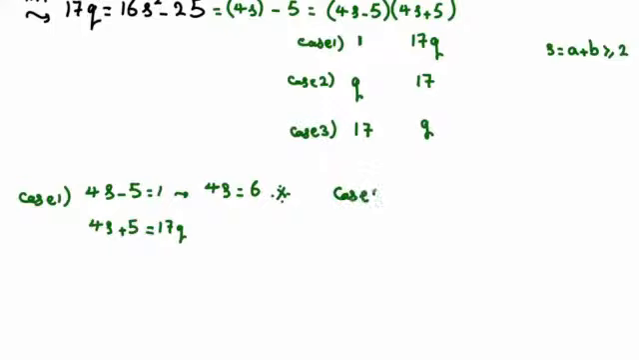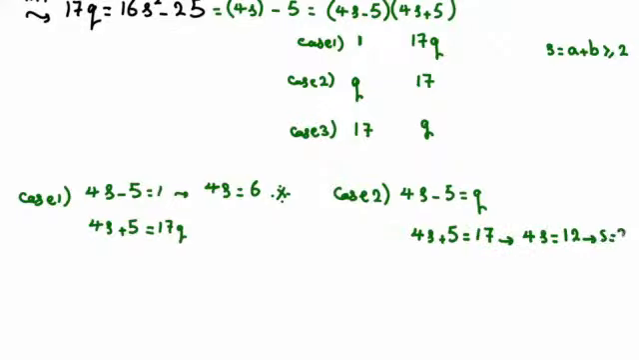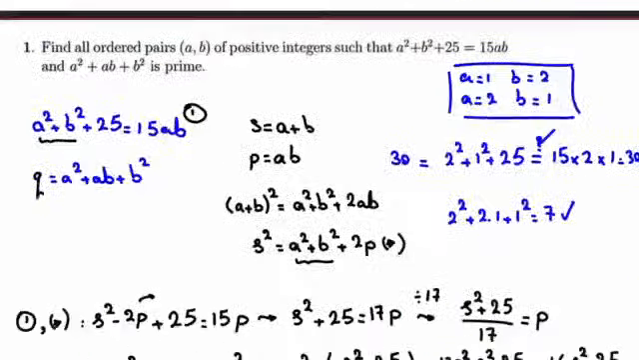If you consider case number 2, 4s minus 5 is q, and 4s plus 5 is 17. If we subtract 5 from both sides, 4s equals 12, so s equals 3. And if we check 4s minus 5, it's 4 times 3, 12, minus 5, 7. So 7 equals q, so our prime number q is 7.